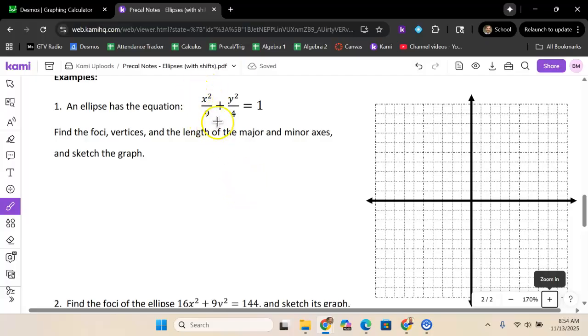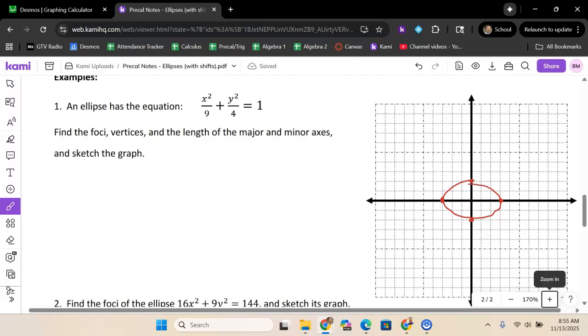What I'm going to do is look underneath each variable. I'm going to have a number there. I'm going to take the square root of that number, and that's going to tell me how far out to go in that direction. So in the x direction, I'm going to go out 3 units because of that 9 being 3 squared. So I'm going to go out 3 horizontally each direction. And then vertically, take the square root of 4. I'm going to go 2 each direction. Once I have all of that information, I can actually go ahead and graph the ellipse. And then I'm going to fill in all the information.